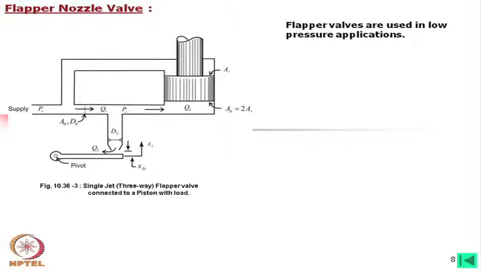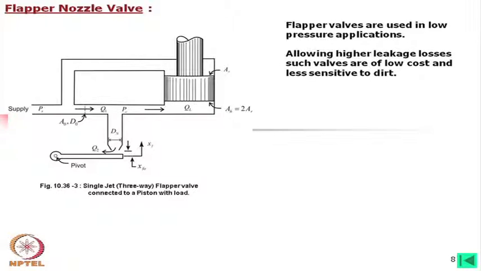Now, I have given you the idea of the three-way spool valve. Similarly, there are three-way flapper nozzle valves also. In the flapper nozzle valve, we will see some advantages over the spool valve. First of all, it is less expensive, but mostly allows higher leakage losses. Such valves are of low cost and less sensitive to dirt.